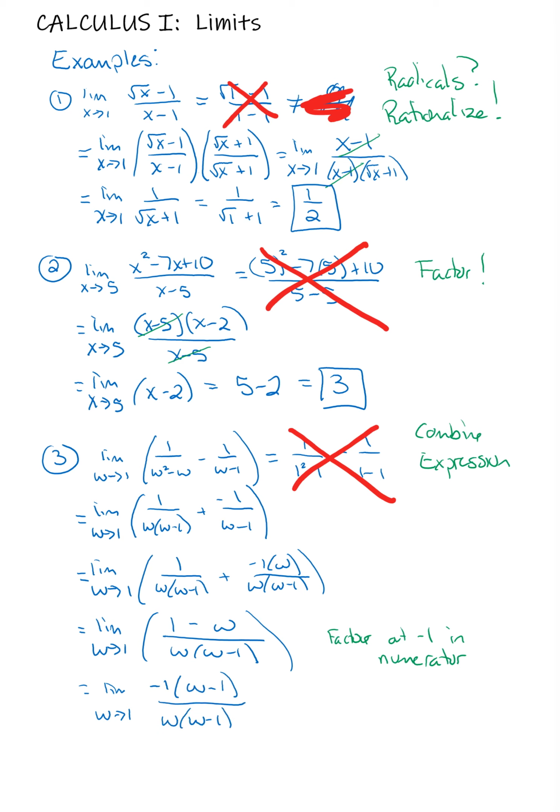Again, if you don't agree with that numerator, you could go ahead and distribute that out and verify that it does indeed give you 1 minus w. So just take your time with that. But now, oh, how great is this? We can reduce those w minus 1s, and we end up with the limit as w goes to 1 of -1 over w. Now I can evaluate this without much problem, and we end up with -1.